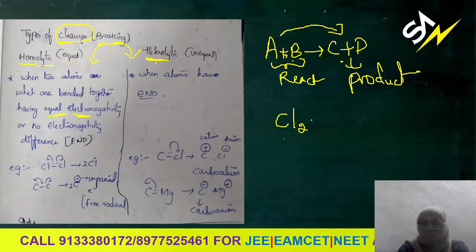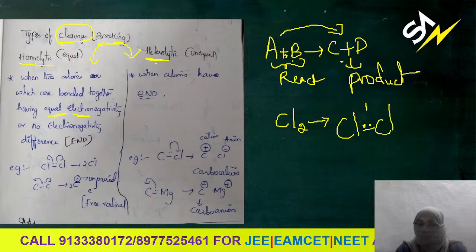Cl2. The two chlorines are similar. Whenever two chlorines are similar, the bond will be in the center only, and no one will take the electron. That means the two atoms have no electronegativity difference. The difference is zero, right? Or they have equal electronegativity. Both mean the same.